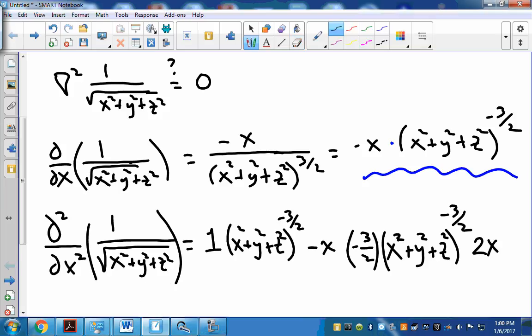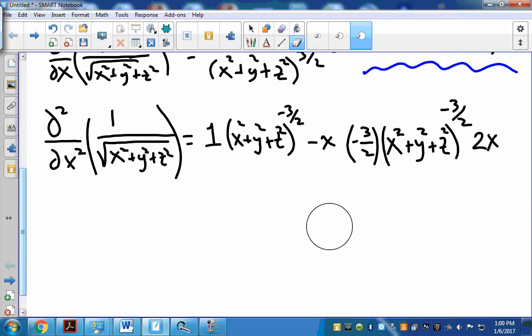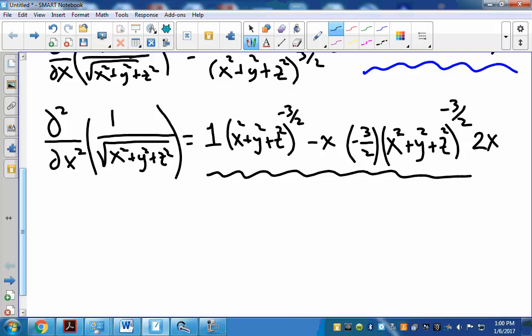And we're going to have to do that again: the first partial with respect to y, first partial with respect to z, and then take the second partial with respect to y, second partial with respect to z. They're all going to be done similarly. I think I want to clean this up quite a bit. It just looks terribly messy to me, so we can see the pattern more clearly.